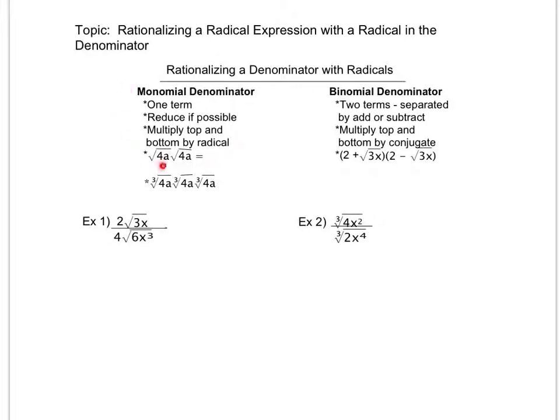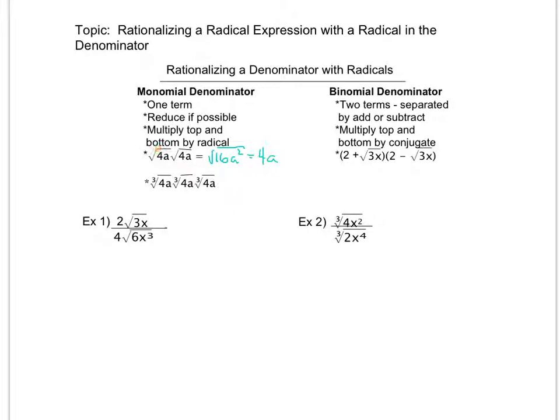So if you notice here on this notes template, with a monomial denominator, so we have only one term, we'll first reduce if possible, and then if we still have a radical after reducing, we're going to multiply top and bottom both by the same radical, or the radical part that's in the bottom. Here I have radical 4a times radical 4a. If I multiply those together, I will get radical 16a squared, which just reduces to radical 16 is 4 and radical a squared is just a. So multiplying by the radical part does indeed get rid of that radical. It leaves exactly what I already had minus the radical.